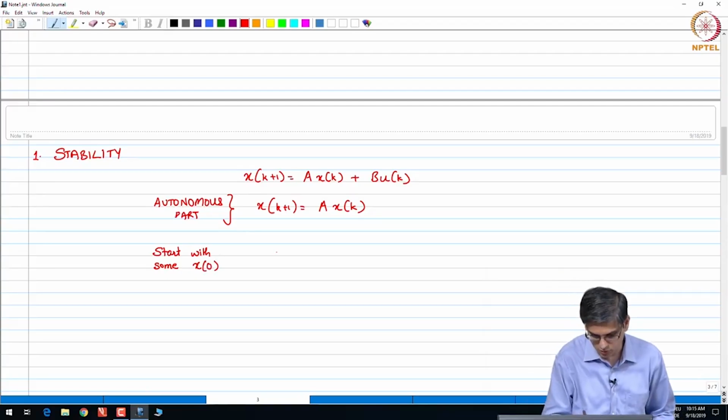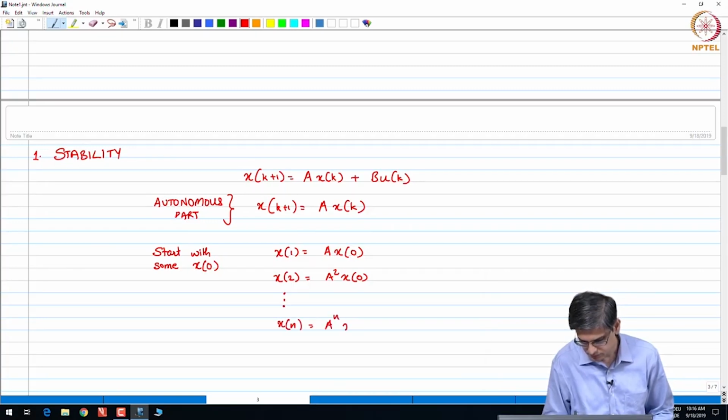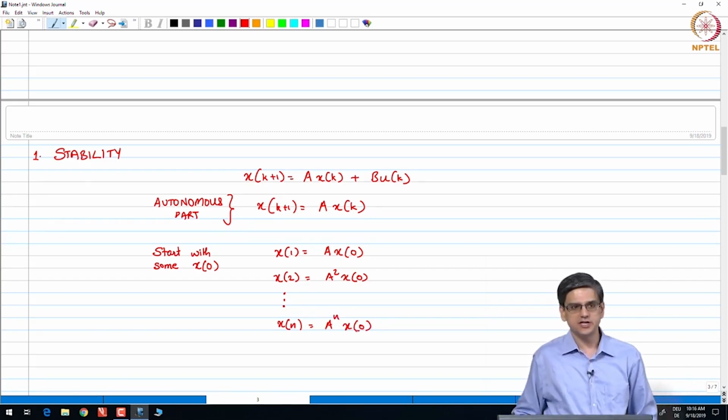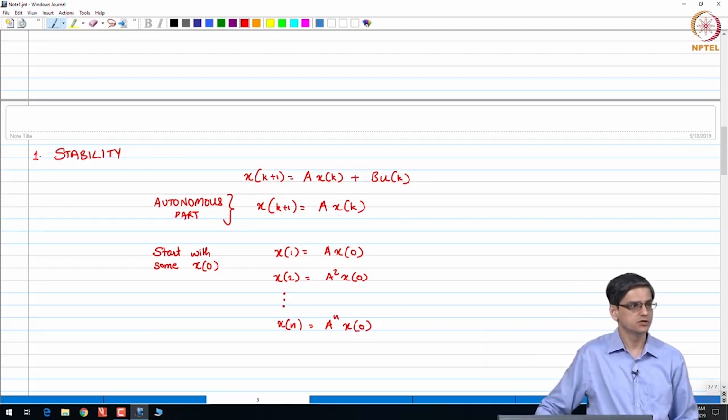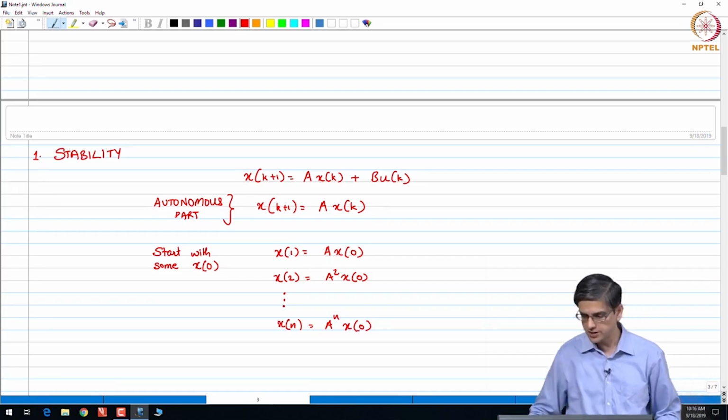Let us start with some x naught. So, x1 is going to be A x naught, x2 is going to be A squared x naught, and x_n is A to the power n x naught. If we start with any arbitrary x naught and we want to reach the origin, what is required is that all the eigenvalues of A should strictly lie between -1 and +1.